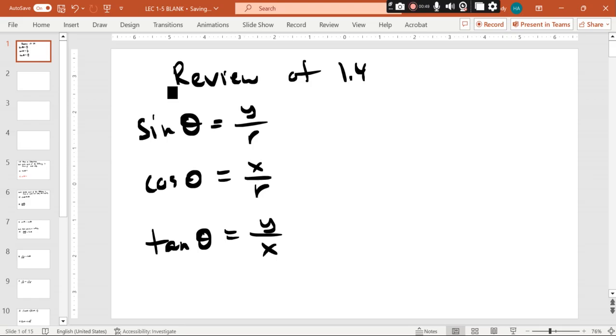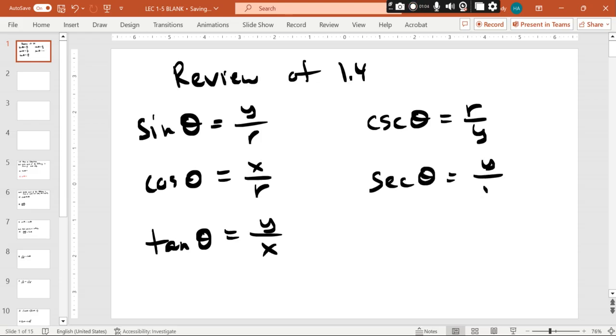So sine theta is defined to be y over r. Cosine theta is x over r. Tangent theta is y over x. Then we have some other identities: cosecant theta is equal to r over y, secant theta is equal to y over x, and cotangent theta is equal to x over y.